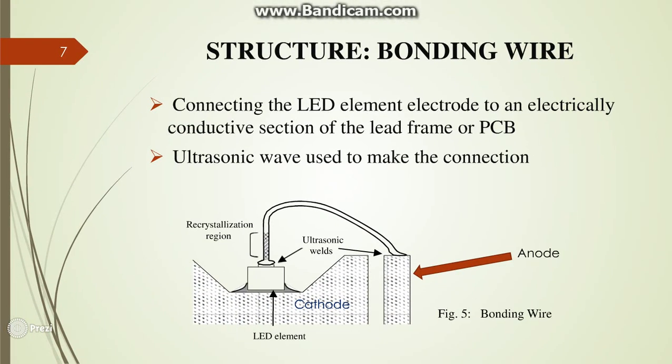The third component is the bonding wire. Here you can see the bonding wire. It connects the LED element electrode to an electrically conductive section of the lead frame or PCB. To make this connection, they use ultrasonic waves. In terms of mechanical strength, the bonding wire is one of the weakest parts of the LED lamp. However, because this wire is embedded in the encapsulating resin, it becomes extremely reliable. To know more detail about encapsulating resin, we now move to the next component.